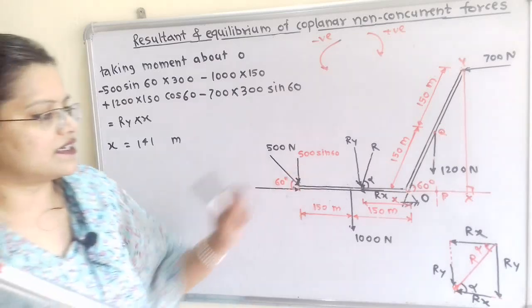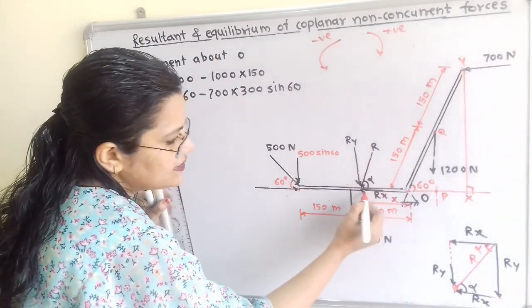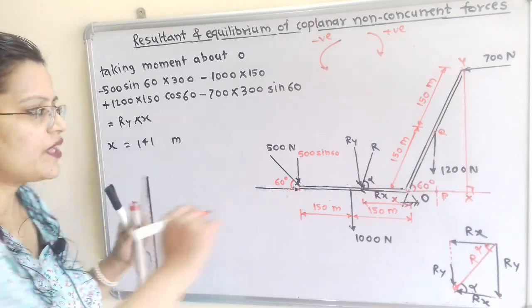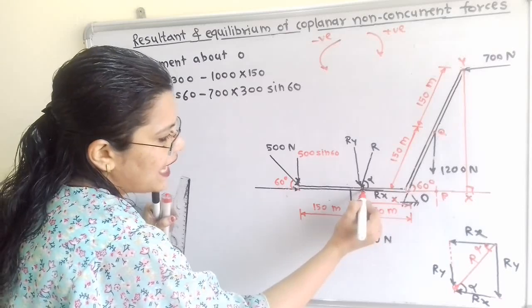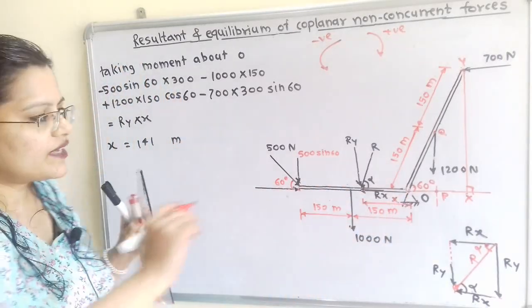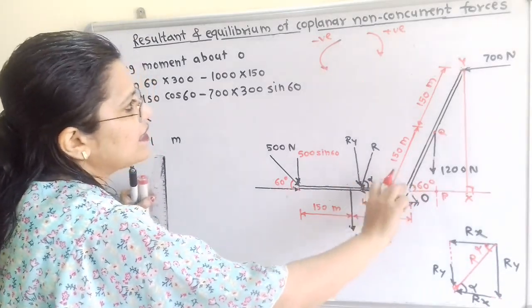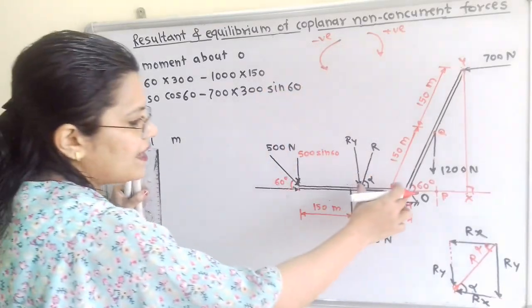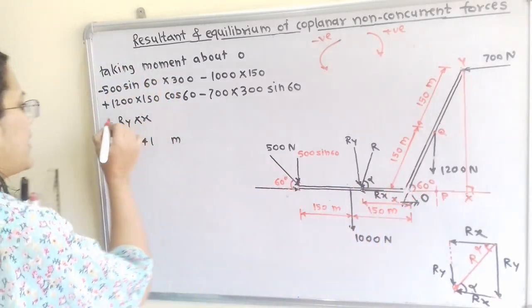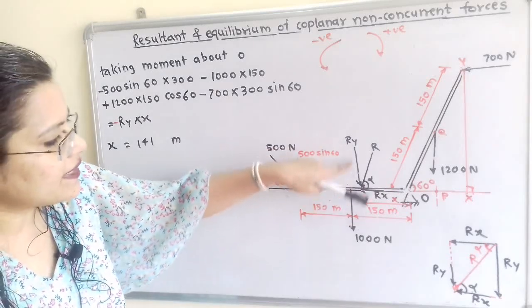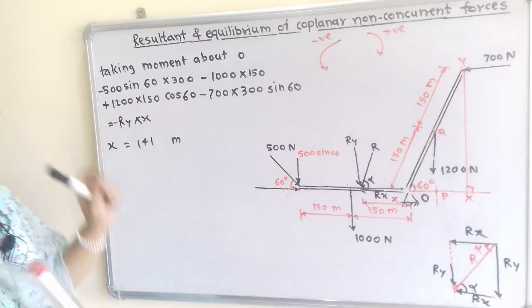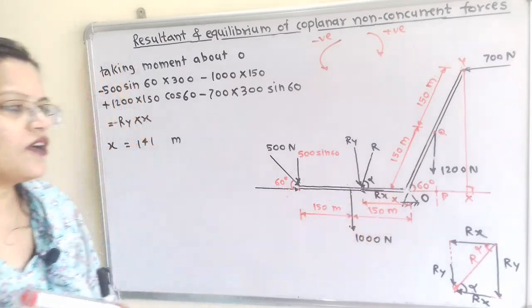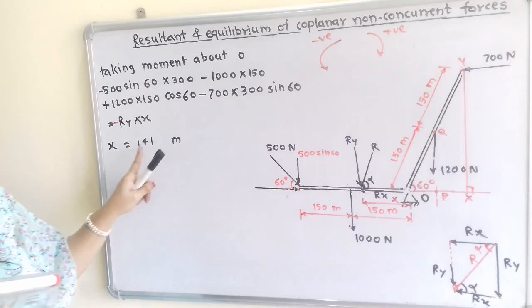which is equal to the moment of the resultant. Now this resultant Rx is also passing through point O, so there is no perpendicular distance. So we can say it is equal to 0. Now what about Ry? Ry has the perpendicular distance X. Now if I move the compass in the direction of Ry, then here is the negative sign. So we have to take minus Ry into X. Now this Ry value is known, that is we have calculated, and we can put the value and find out this unknown value X. So the value of X is equal to 141 meter.